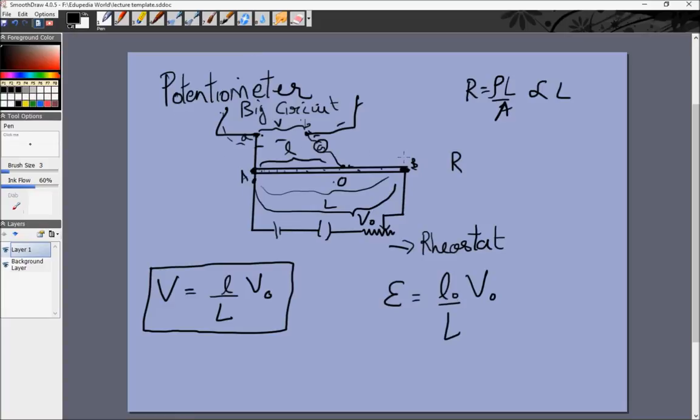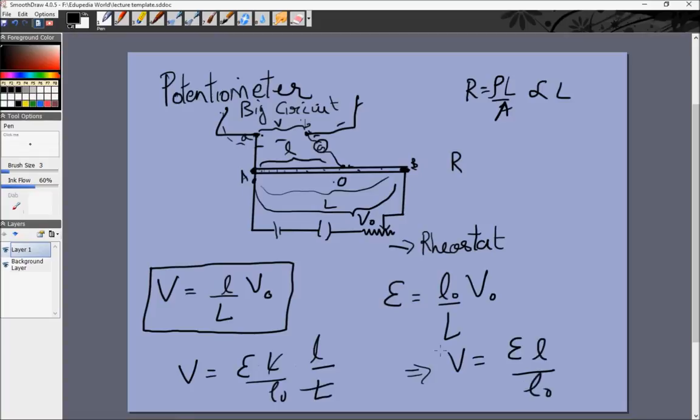Again, the remarkable thing about a potentiometer is that since there is no current flowing in this wire, no current is being absorbed from the big circuit, and therefore A and B will always have the same potential difference no matter what. So that potential difference can be E into capital L by L0. From that we get the relation V is equal to E into capital L by L0 into L by capital L, and this is V0, right? So the L's will cancel, and from that we get the relation V is equal to E L by L0.